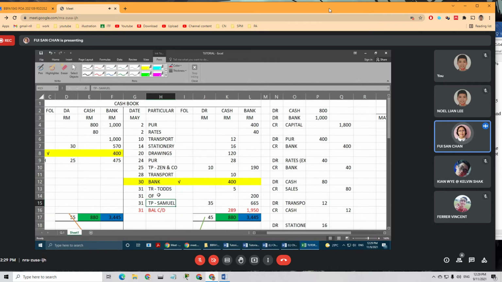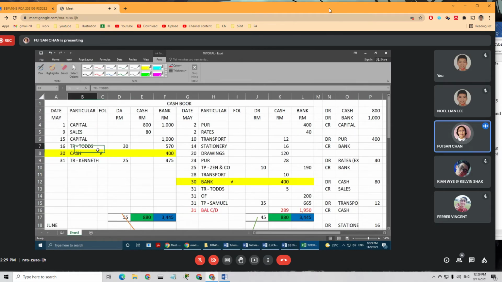And of course you need to include the trade discount. For example, like this one, there's a discount allowed. So you have to include the discount allowed in the ledger. So would you like to try, and after you finish, you can submit.